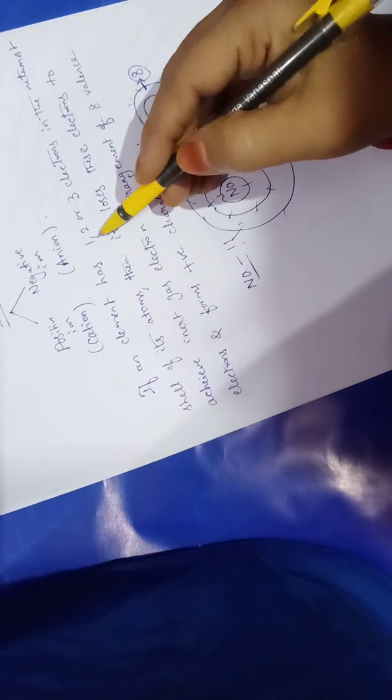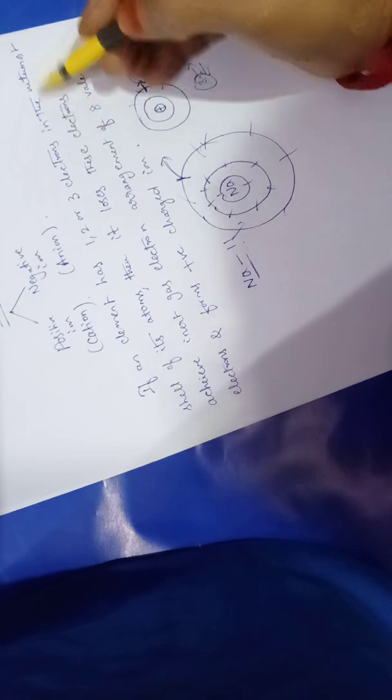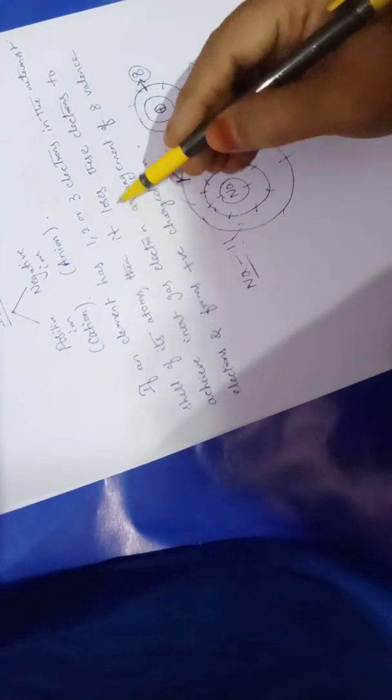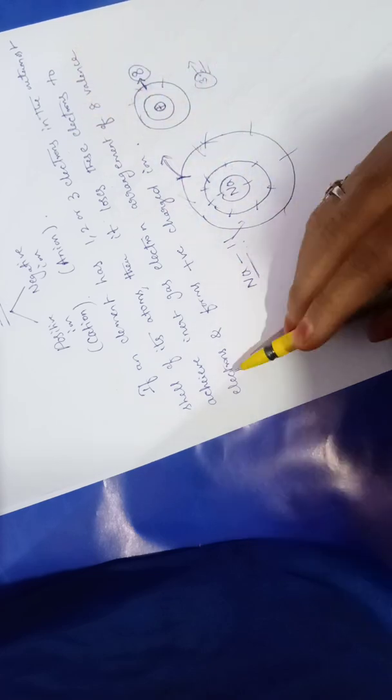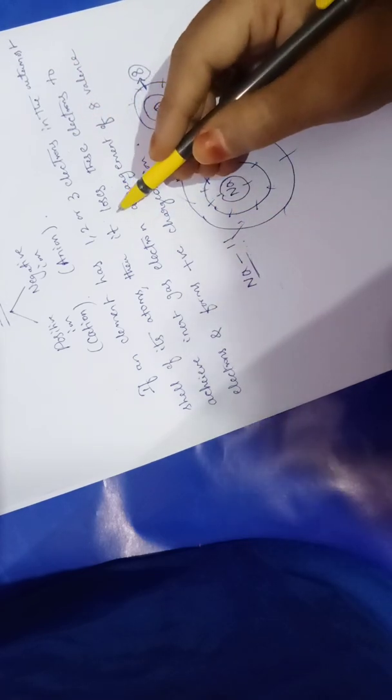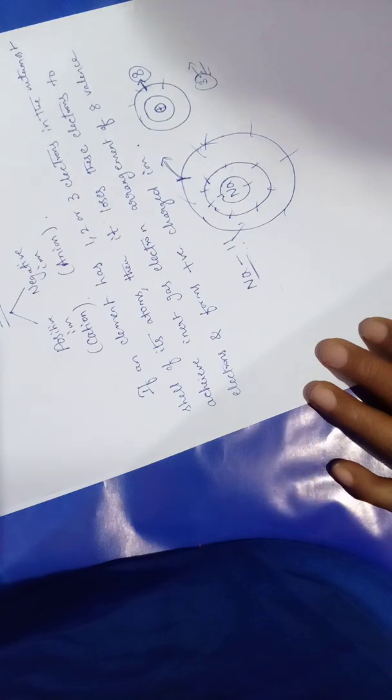If an element has 1 or 2 or 3 electrons in the outermost shell of its atom, then it loses these electrons to achieve stability. Here, what is an anion?